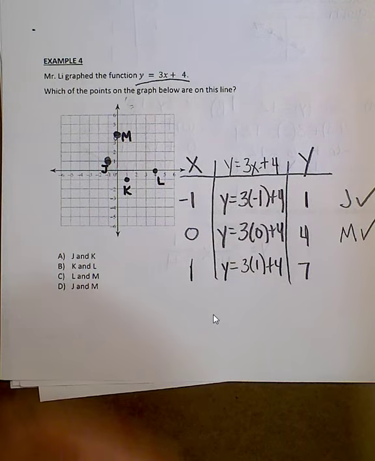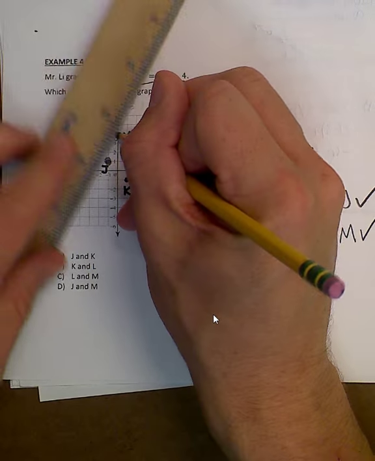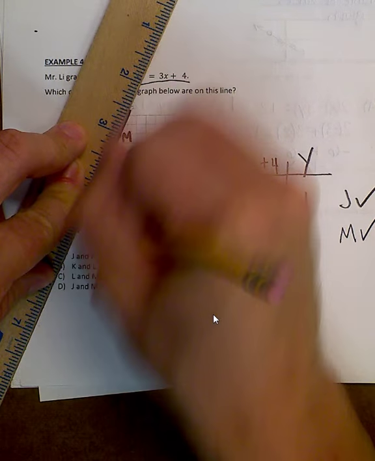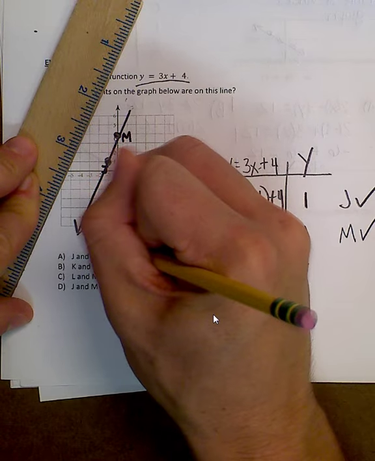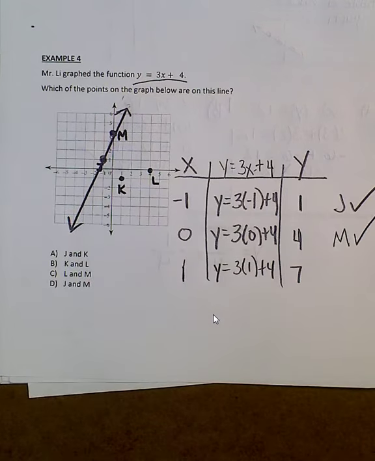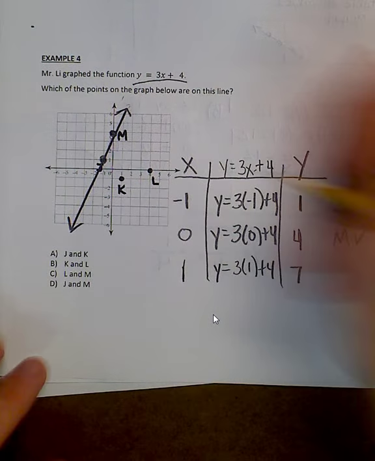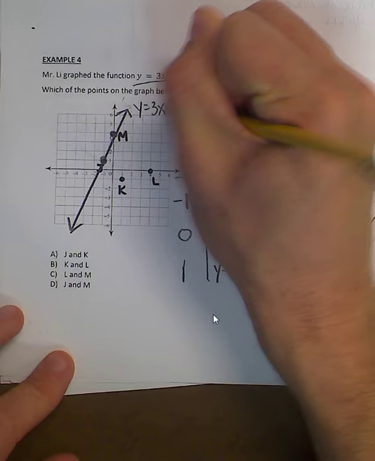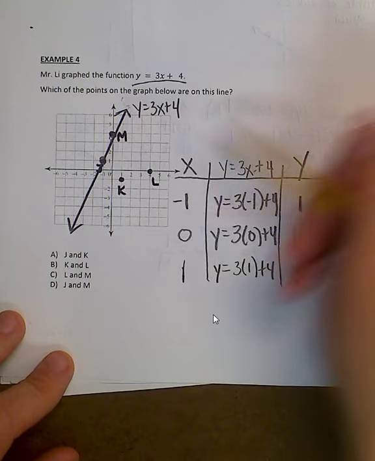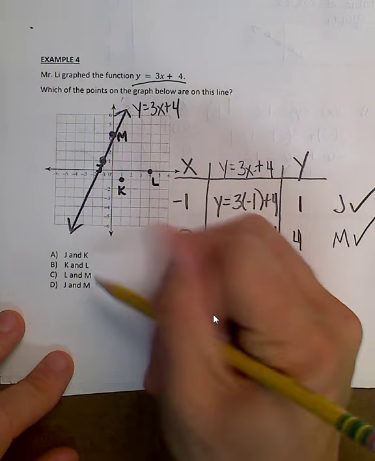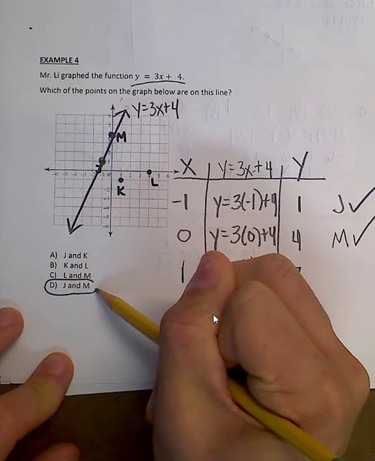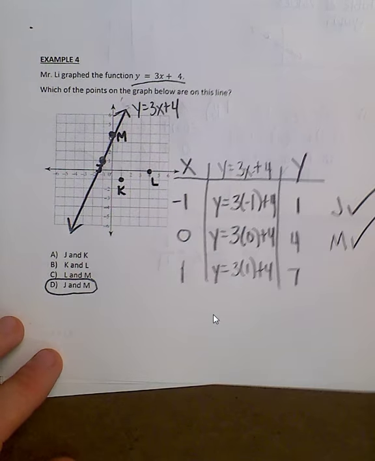So I can find at least 2 points. I know J and M are on the line, so I can actually even make the line that connects J and M. And if we could see it, 1, 7 would also be on the line. But that's the line y equals 3x plus 4. So which points on the graph are on this line? J and M. K and L are not.